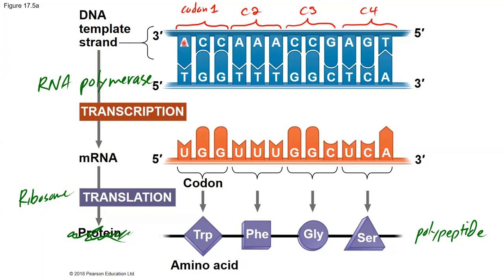Now, this strand is called the template strand because it will be used by the RNA polymerase as a template, which means the other strand we could call the non-template strand. Another name for the template strand is the non-coding strand, which means the non-template strand is called the coding strand.